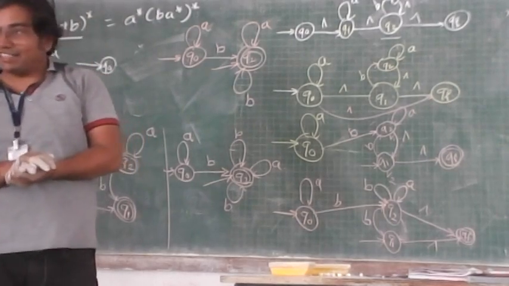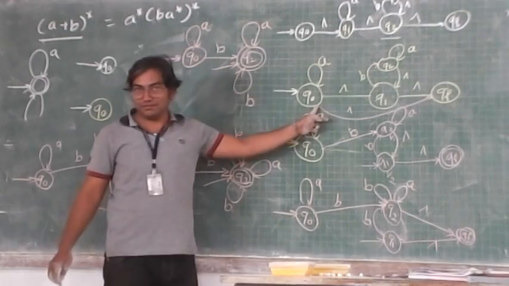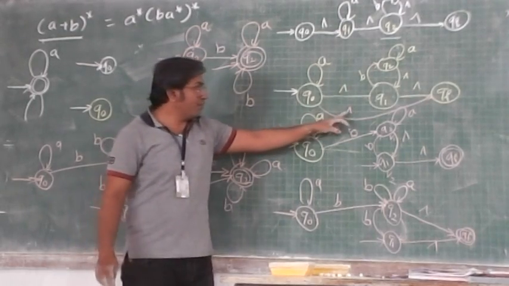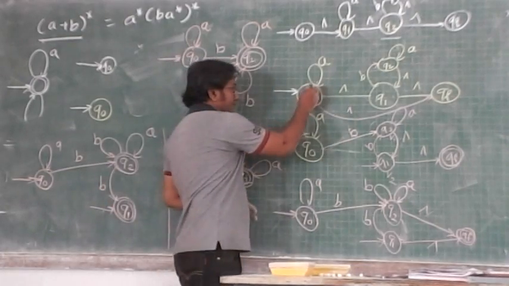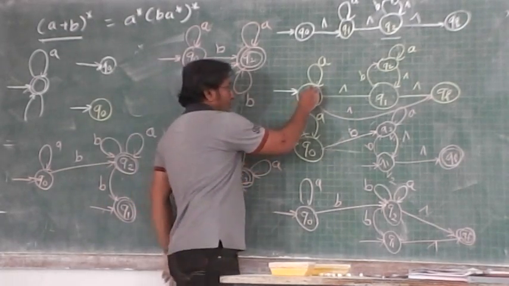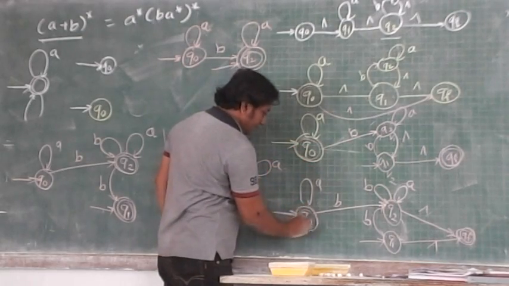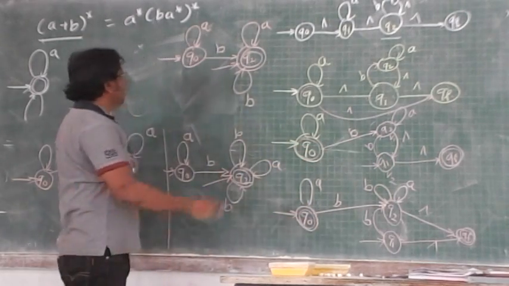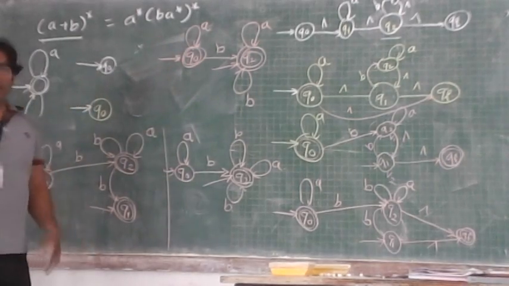मग ते null काढत असताना Q0 हे फाइनल स्टेट बरोबर. When you go for removing this null, Q0 becomes a final state. Okay? In this case, Q0 becomes final state. So here Q0 becomes again a final state.